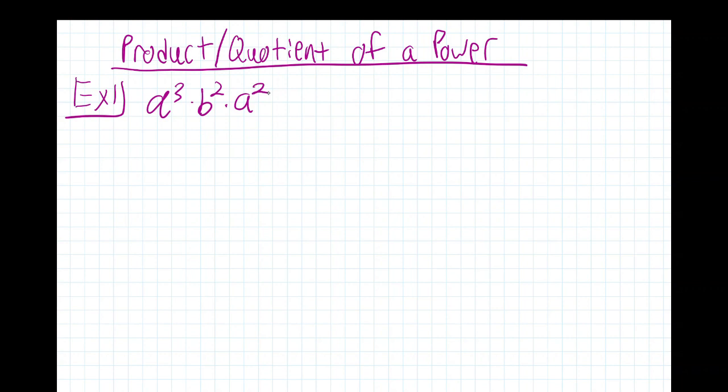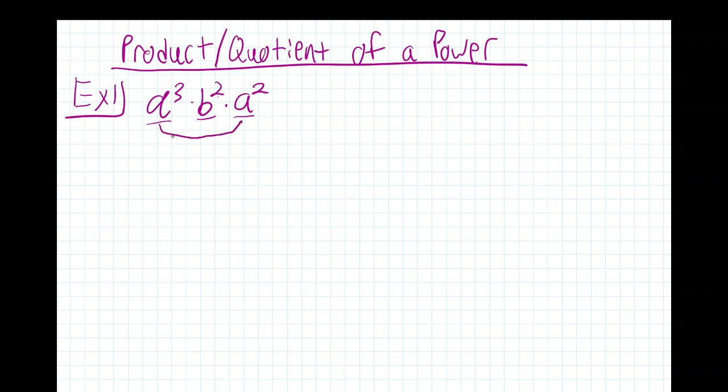add the exponents. So for example, in example 1 here, A and B are your bases. Our exponents are those numbers in the top right of each of those variables. So 3, 2, and 2 are all our exponents. Now when you multiply them, we can only combine like variables.